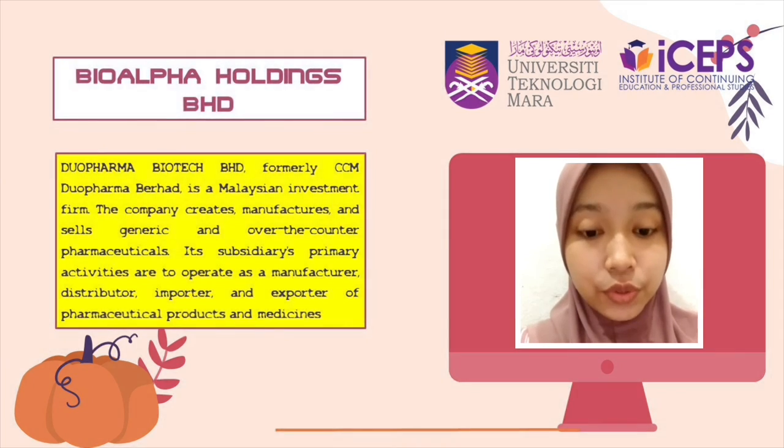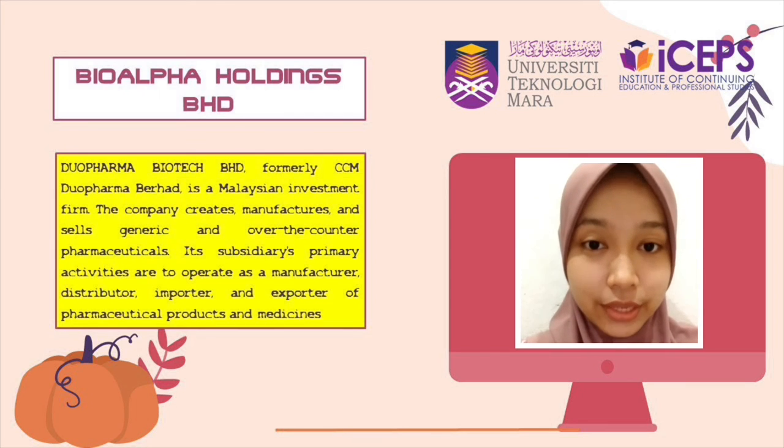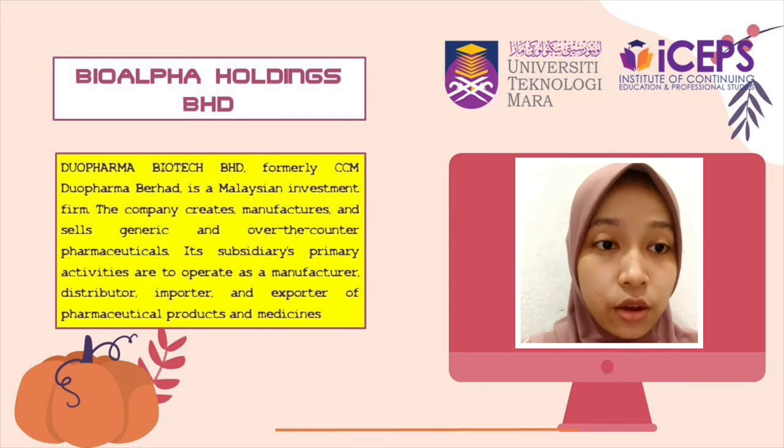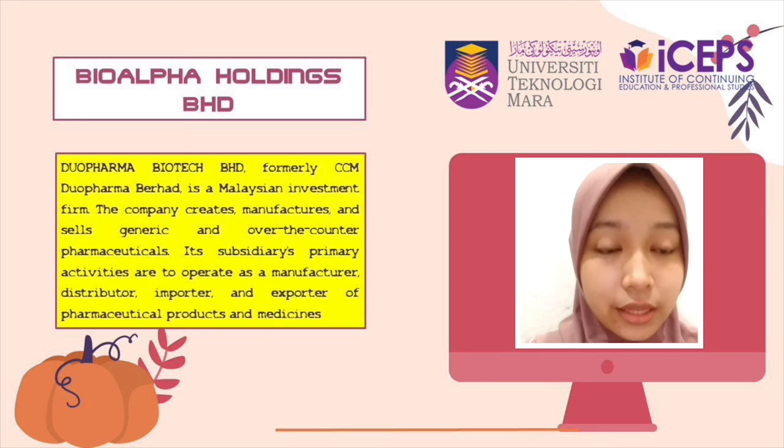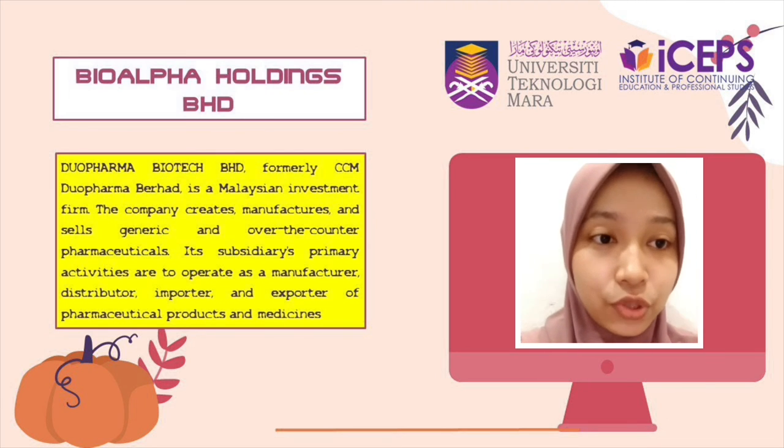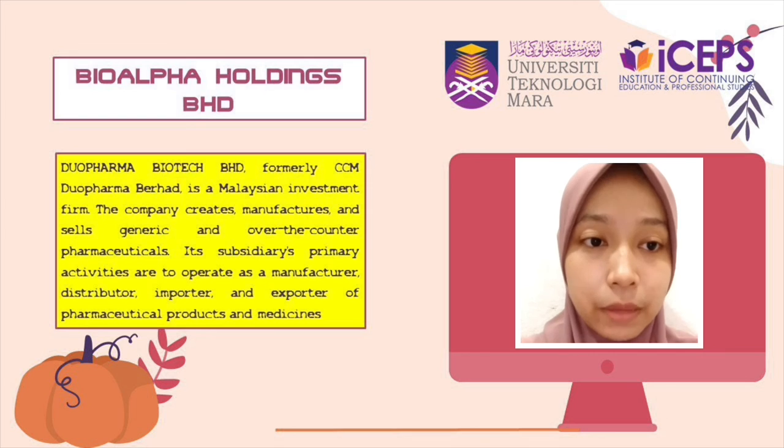Okay, I choose Bio Alpha Holding Berhad. They operate as an investment holding company. They are fully engaged in the manufacture and sale of health supplement products. It operates through the following segments.